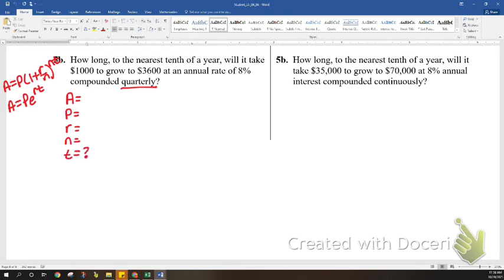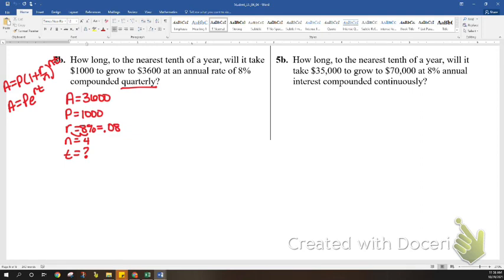All right, and it said how long, so we know t is what we're after. The 1,000 is the amount that we're going to start with, so that's our P. It wants to grow to 3,600, so that's our ending amount. At an annual rate of 8%, but remember, you have to write that as a decimal, so 0.08, two places to the left. Compounded quarterly. Quarterly means there are 4 times a year.